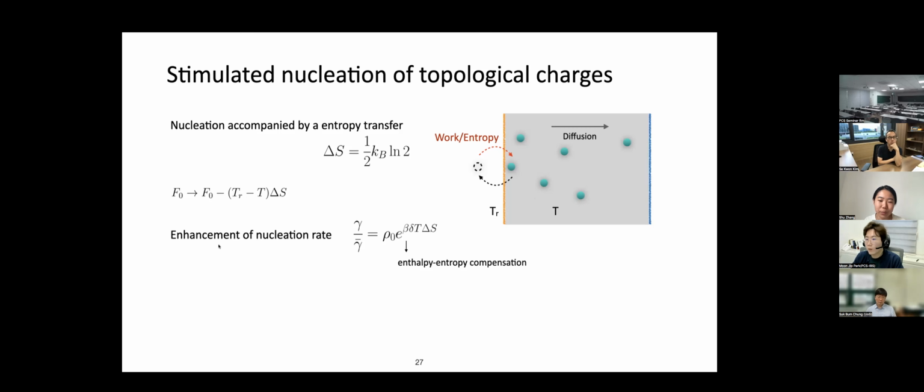And similarly, we get enhancement of the nucleation rate. So the nucleation rate divided by the escape rate is now enhanced by this exponential of beta times the temperature difference times the entropy transfer. And this is consistent with the entropy compensation rule in reaction theory.